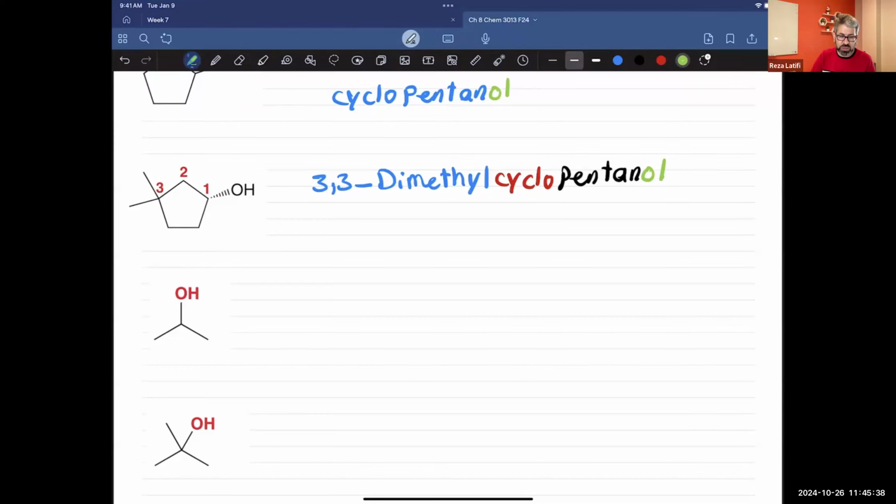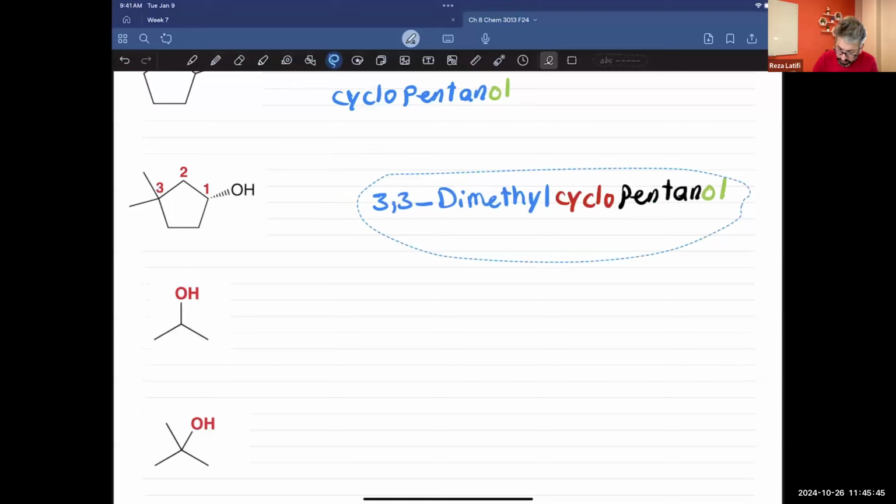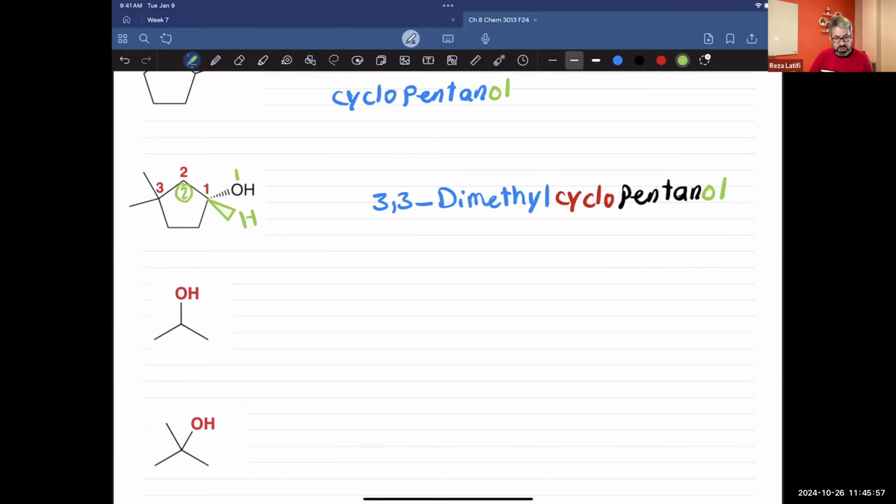Well, I do have a stereo center here, so I need to mention the configuration of the stereo center. If you zoom in here, you will see that you have an H there, and that H is facing toward us. Okay, let's start labeling it. This is going to be 1. This is going to be number 2, because this carbon is closer to the carbon with two methyl groups versus this one, which is attached to only a carbon with two hydrogens. So that's going to be the second priority, the third priority will be here, and that's the fourth priority.